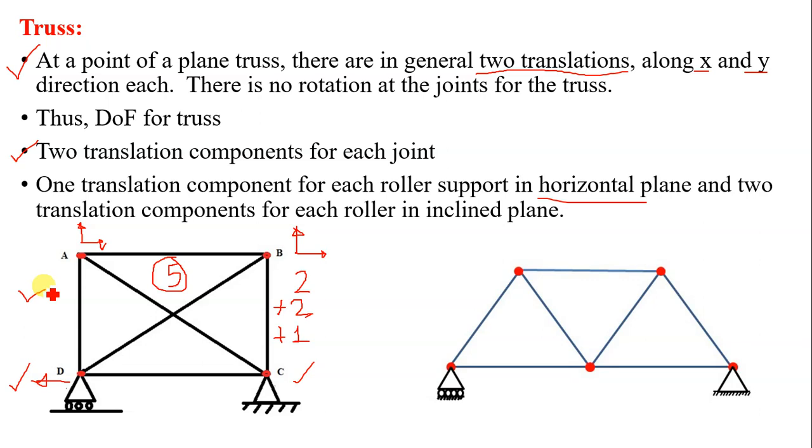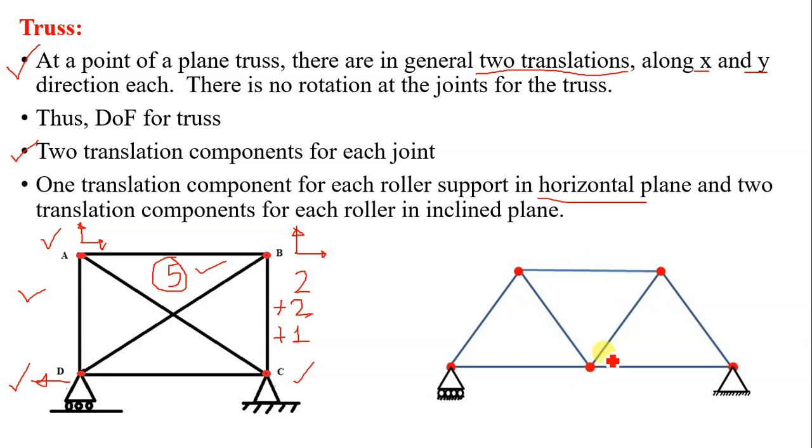How do we calculate it? Simply you have to count the number of joints. The number of joints is 2. Hence 2 into 2, 4, and one roller, 5. So the degree of kinematic indeterminacy is equal to 5.